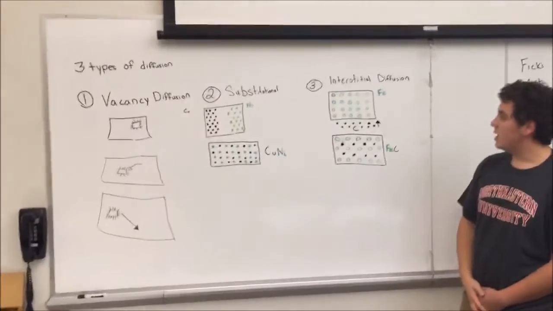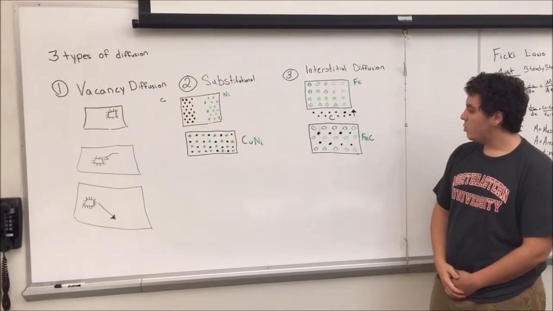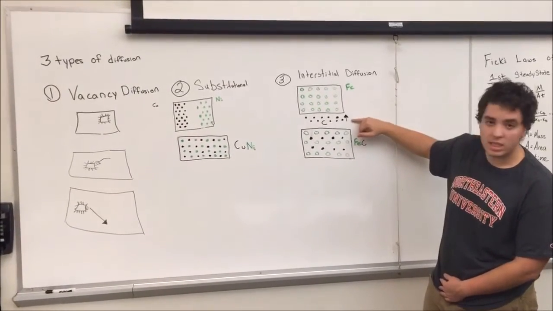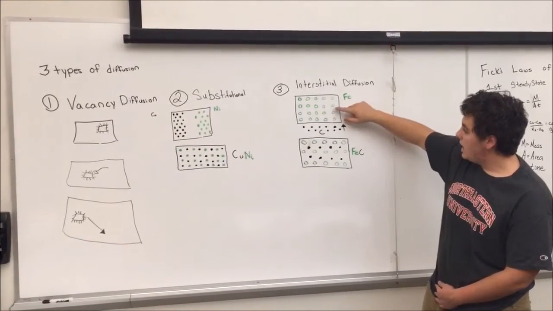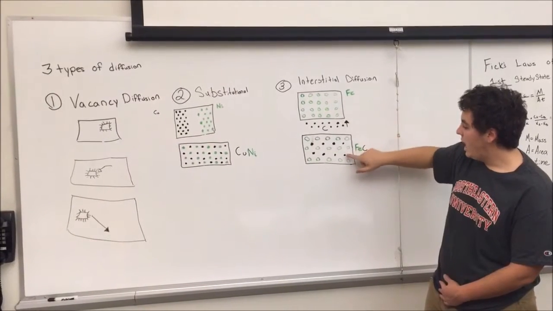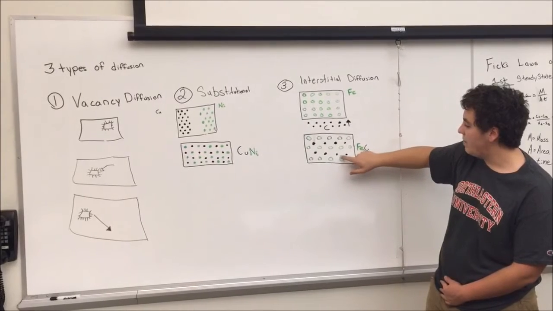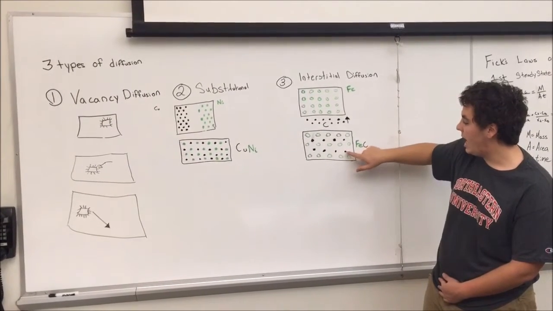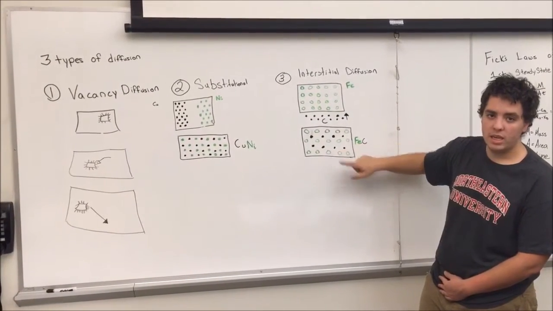The third type of diffusion is interstitial diffusion, and this is where you have smaller atoms, such as carbon, that go into the interstitials, such as in the iron microstructure, and prevent the interstitial atoms and the iron atoms from moving on each other.